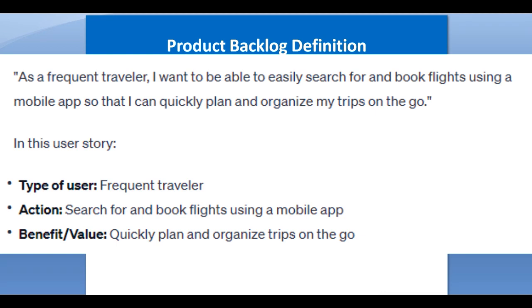Customer can see the product catalog. This is another user story. Customer can do the payment through credit card or debit card. This is another user story. So generally, the product backlog contains user stories.